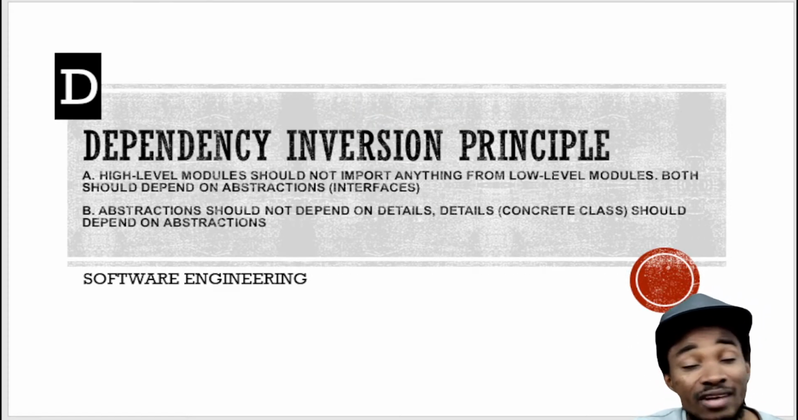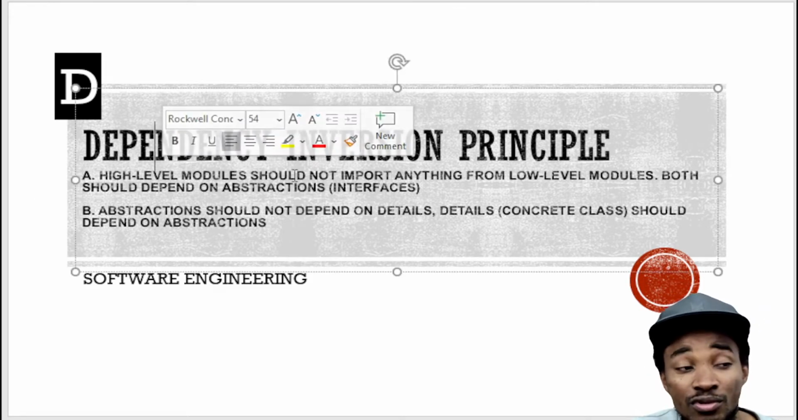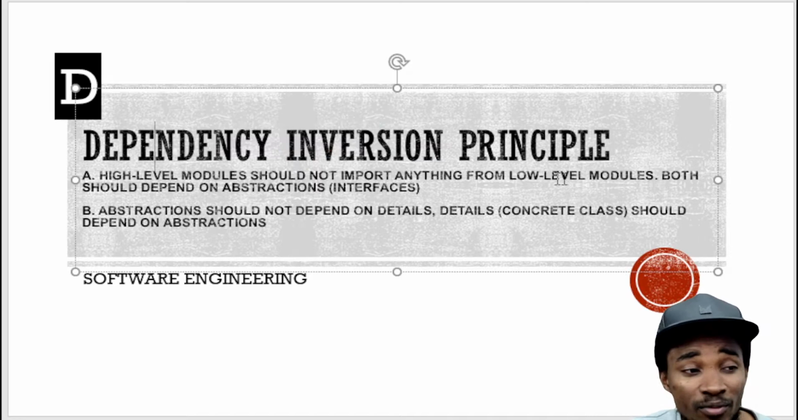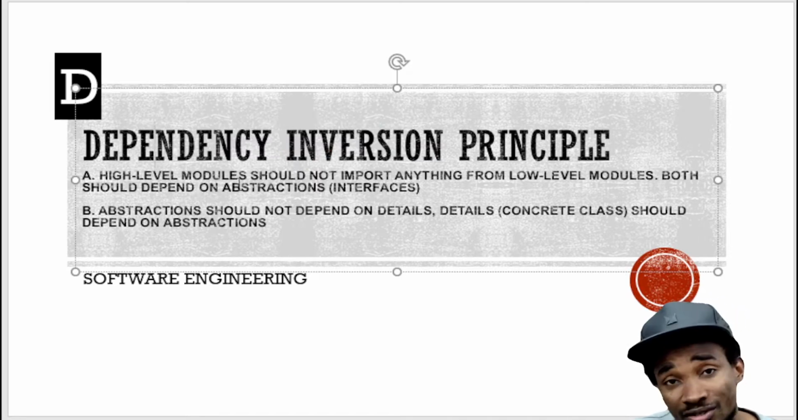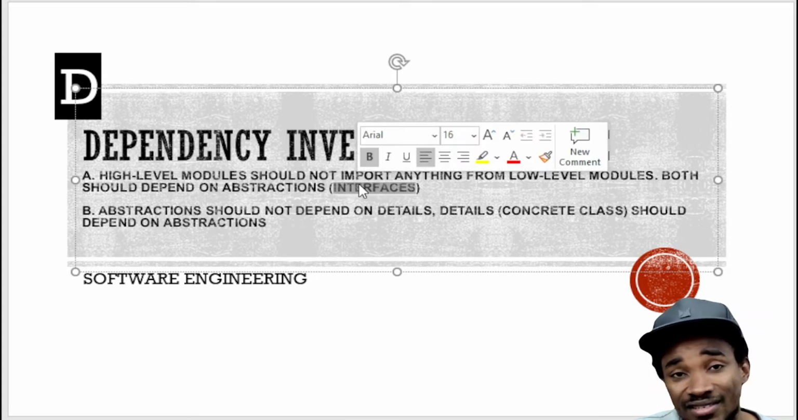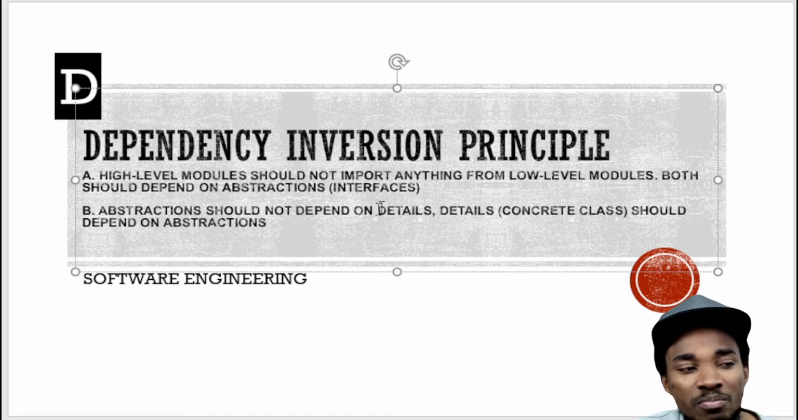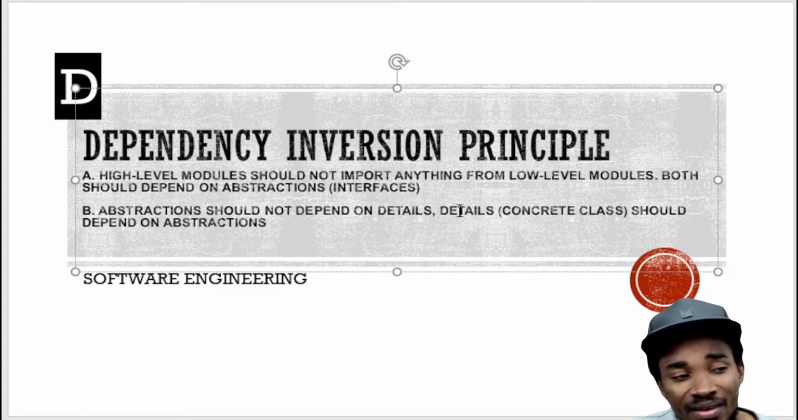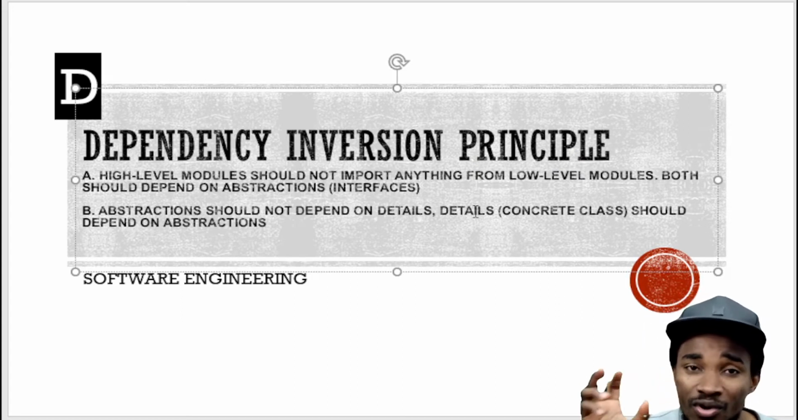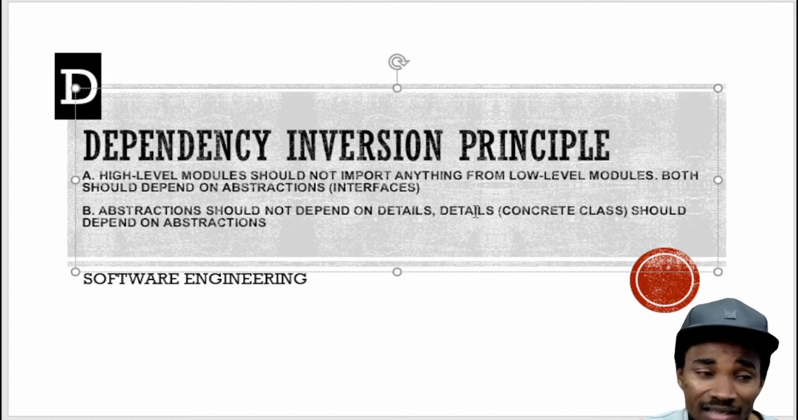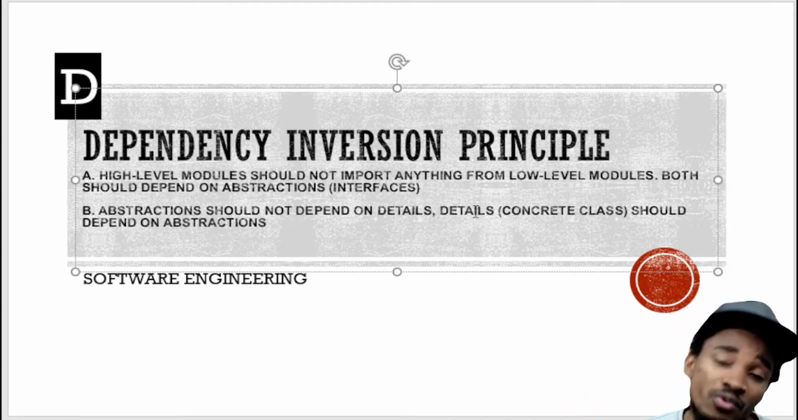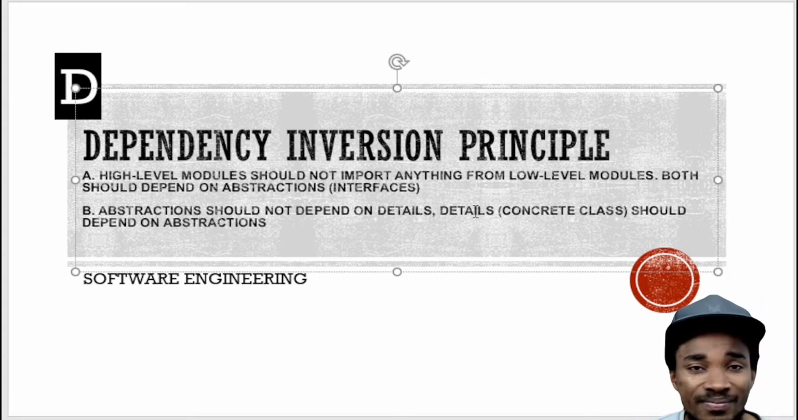The principle states that high-level modules should not import anything from low-level modules. Both should depend on abstractions, like interfaces. And B, abstractions should not depend on details. Details, which are your concrete classes, should be the ones depending on abstraction.